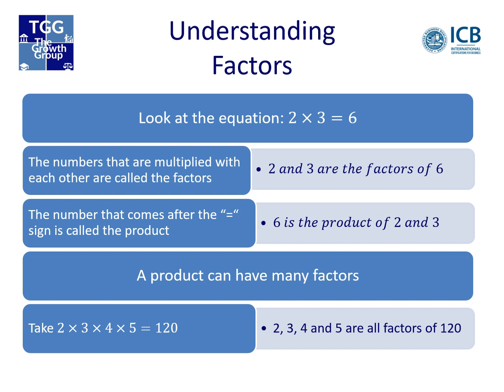And a product can have many factors. So if we say 2 times 3 times 4 times 5, we get 120. And in that case, 2, 3, 4, and 5 will all be factors of 120.